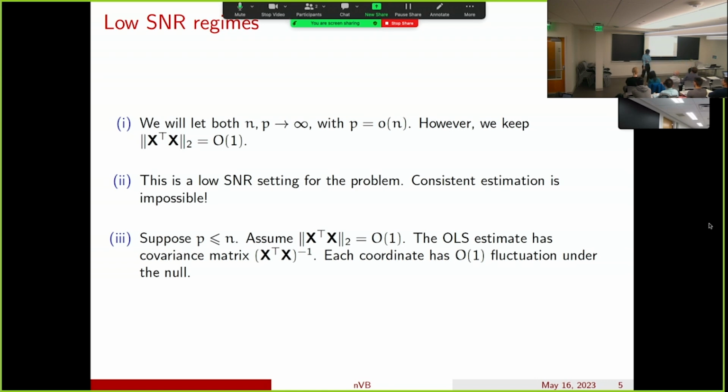To me, this is one of the challenging regimes because the posterior doesn't quite collapse around a single point. Let me elaborate a bit more on that.